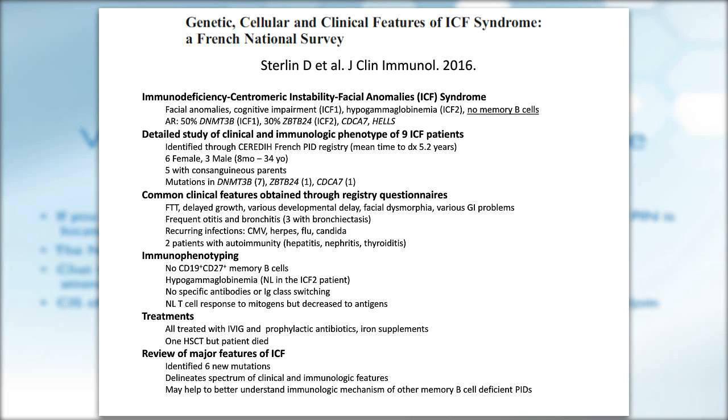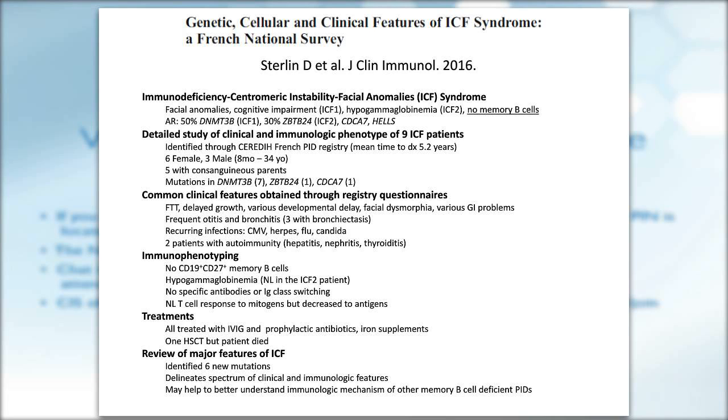Oftentimes the recurring infections were associated with bacterial, viral, or parasitic causes, for example CMV, herpes, flu, fungal, parasitic, or bacterial causes. 2 patients, interestingly, were noted to have some autoimmune features, which was not previously reported. In this group, they noted hepatitis, nephritis, and thyroiditis. In terms of the immunophenotyping in this cohort, again, these patients had across the board no CD19, CD27 positive memory B cells.